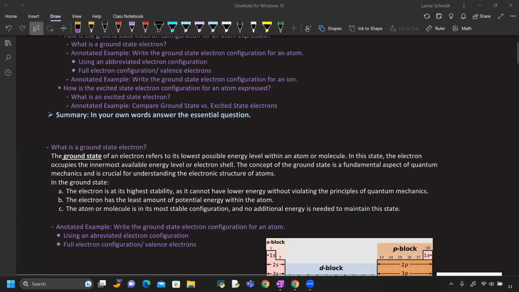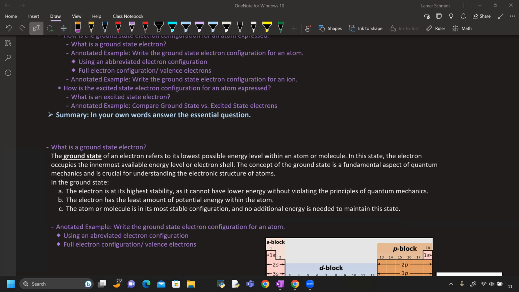So I have here a definition, or I've defined the ground state electron, and it's referring to an electron in its lowest possible energy level, and then it is also going to be the most stable state the electron could be in. And it also has the least amount of potential energy. And I think that's all I really want to highlight out of that paragraph. I'm not going to read that to you.